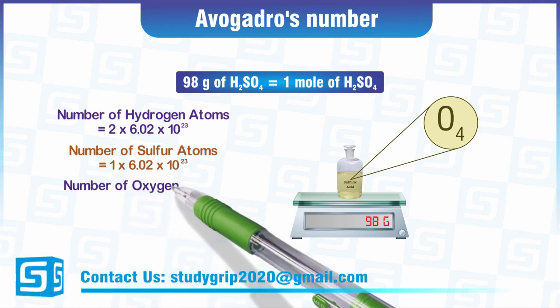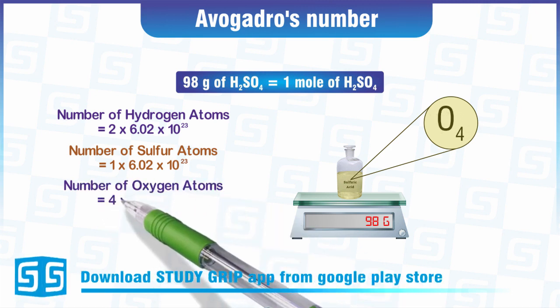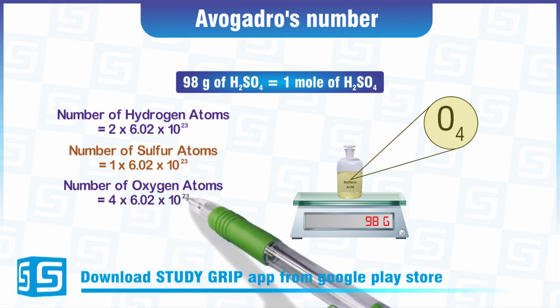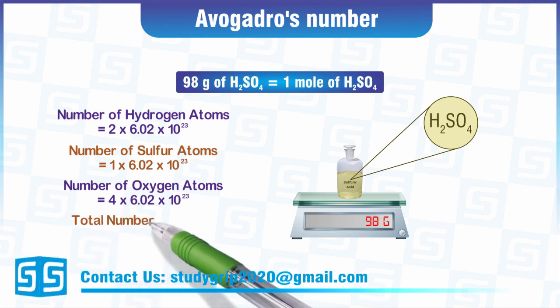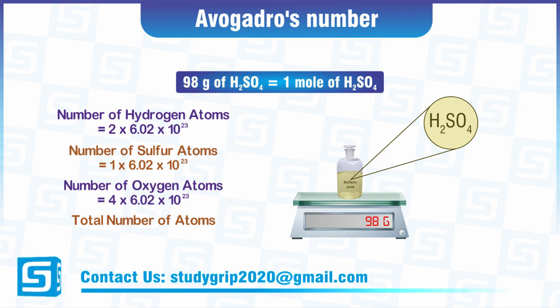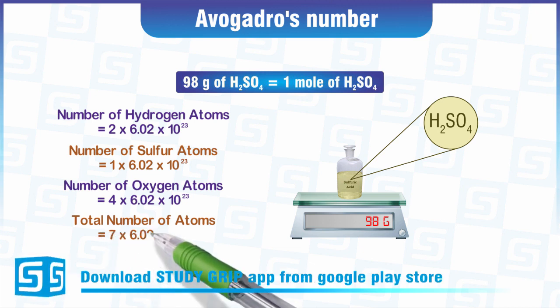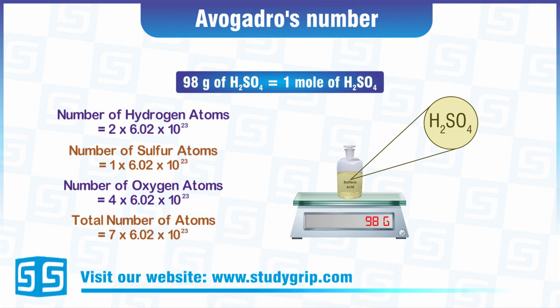The number of oxygen atoms in 98 gram of sulfuric acid is equal to 4 × 6.02 × 10^23, as 1 molecule of sulfuric acid contains 4 oxygen atoms. The total number of atoms in 98 gram of sulfuric acid is equal to 7 × 6.02 × 10^23, as 1 molecule of sulfuric acid contains a total of 7 atoms.